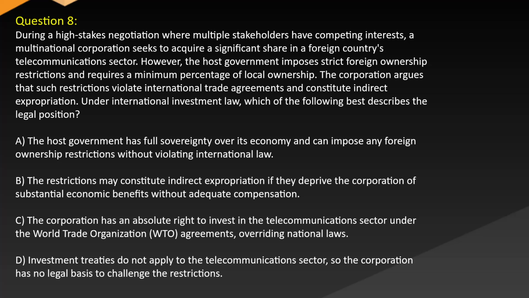A. The host government has full sovereignty over its economy and can impose any foreign ownership restrictions without violating international law. B. The restrictions may constitute indirect expropriation if they deprive the corporation of substantial economic benefits without adequate compensation. C. The corporation has an absolute right to invest in the telecommunications sector under the World Trade Organization (WTO) rules, overriding national laws. D. Investment treaties do not apply to the telecommunications sector, so the corporation has no legal basis to challenge the restrictions.